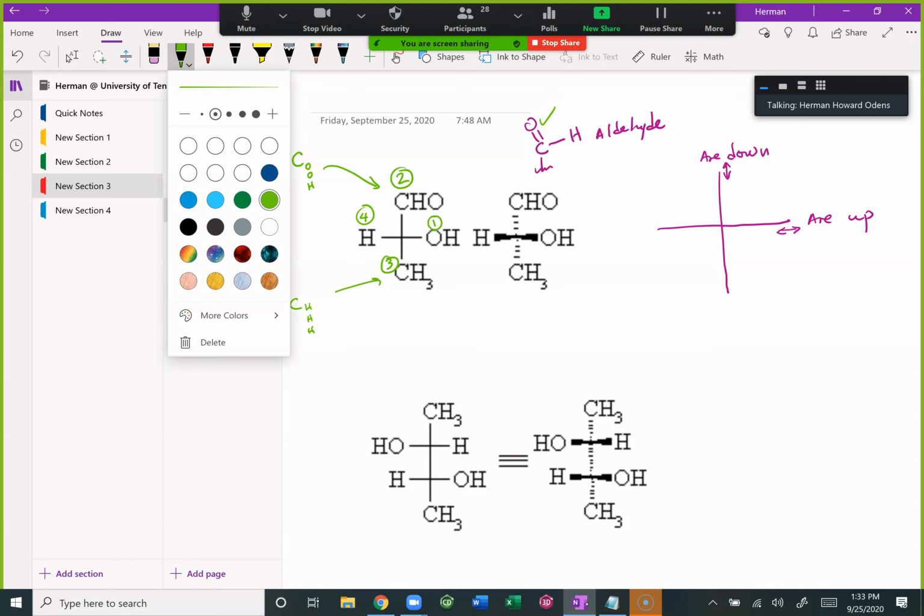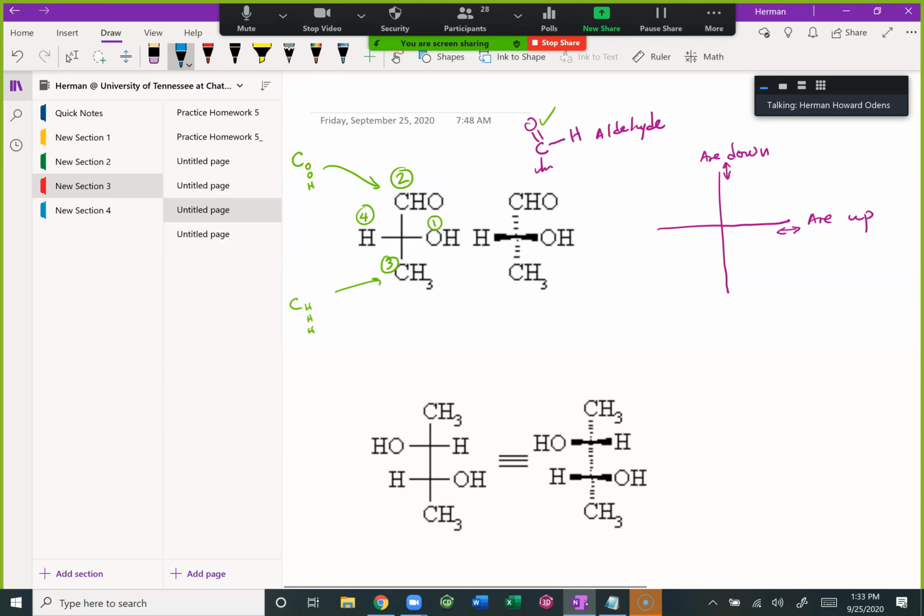So now if I'm going 1, 2, and 3 like that, I'm going counterclockwise. It looks like an S, but it's not an S because this H is up. So therefore, I have instead an R group there. So this group is R. This carbon is R.